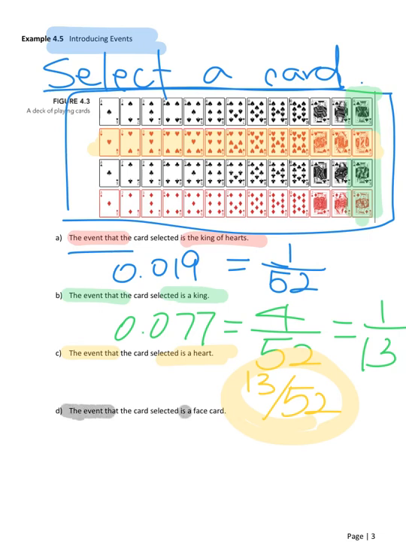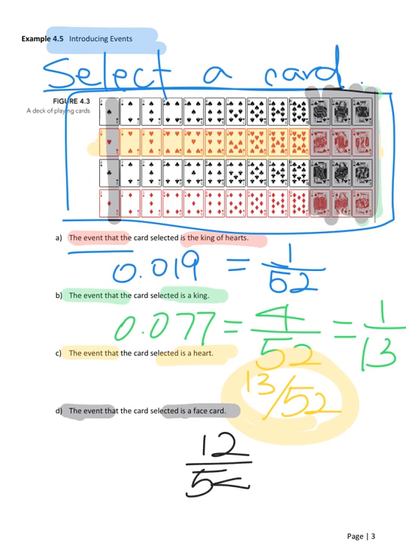Let me take the last event: face card. Please look at the picture. Who has the face? J, Q, K. The ace does not have any face. So the face cards mean J, Q, K. How many? 12 out of 52.